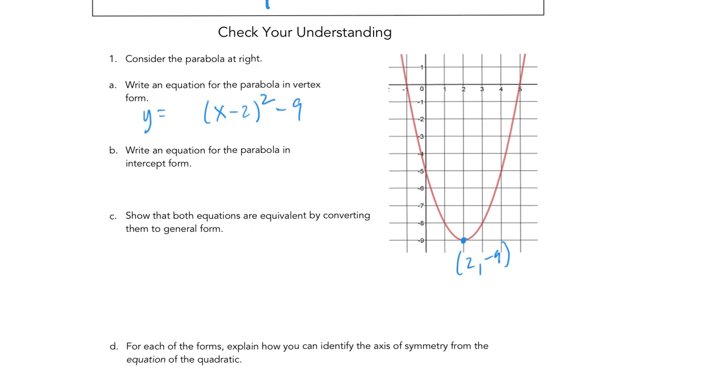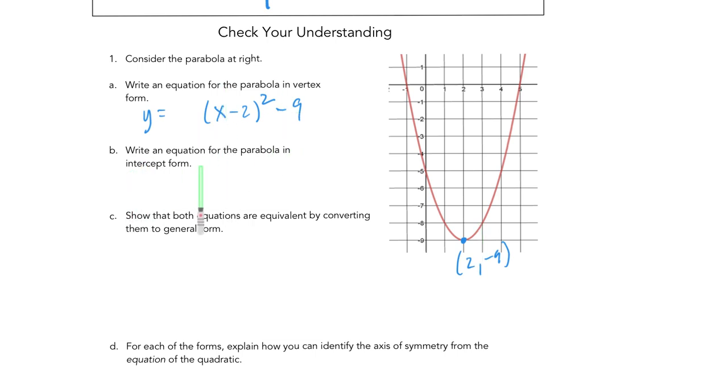If you wanted to check it, we could pick a point like this. This point looks like 3, -8. So if I plug in 3, 3 minus 2 is 1. 1 squared is 1. 1 minus 9, -8. So that point works. So this guy works.